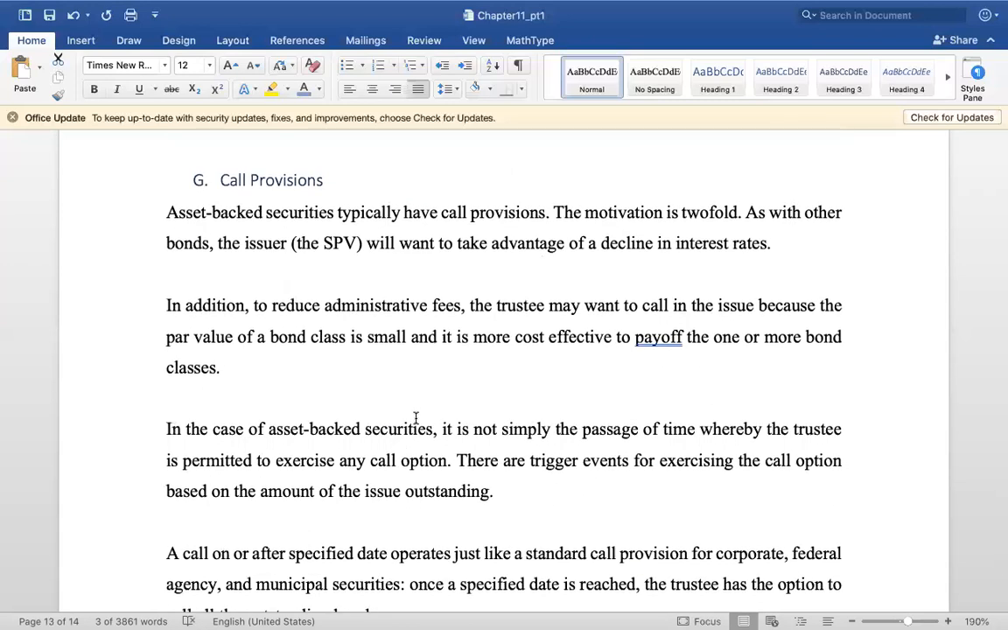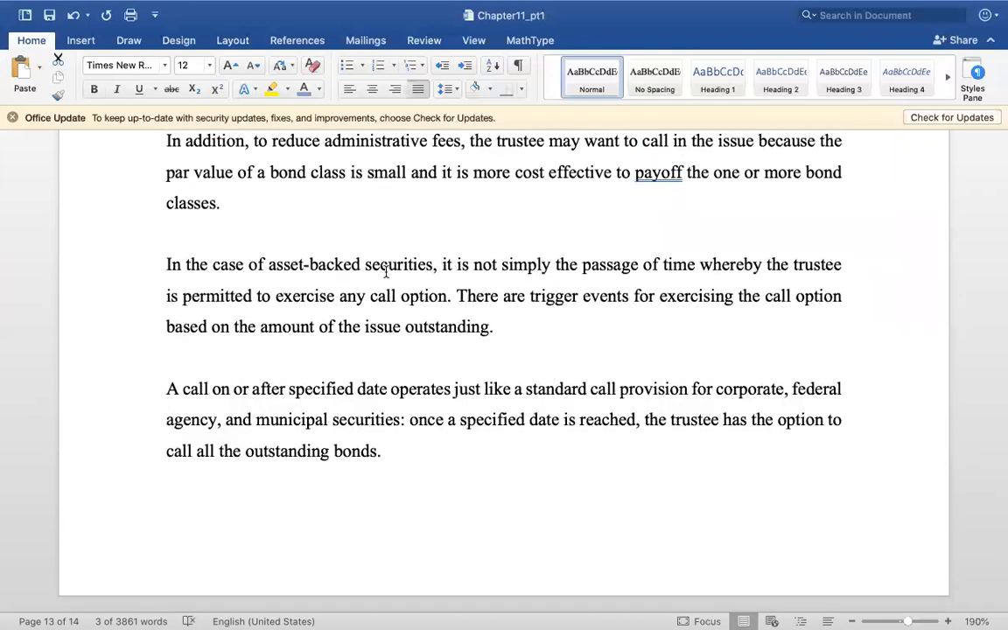Let's talk a little bit about the final topic in this video, which is the call provision. Asset-backed securities typically have call provisions. The motivation is twofold. As with other bonds, the issuer will want to take advantage of a decline in interest rates, right? So they issue callable asset-backed securities. In addition, to reduce administrative fees, the trustee may want to call in the issue because the par value of the bond class is small and it is more effective to pay off one or more bond classes.